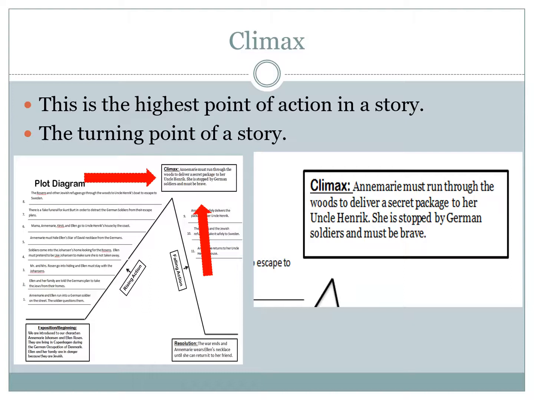Let's look at the example from Number the Stars. The climax occurs when Anne-Marie must run through the woods to deliver a secret package to her Uncle Henrik. On her way, she is stopped by a German soldier, and we find out if she is able to deliver the secret package to her uncle. Pause the video and take a minute to look at the climax of Number the Stars. Press play when you are ready to continue.